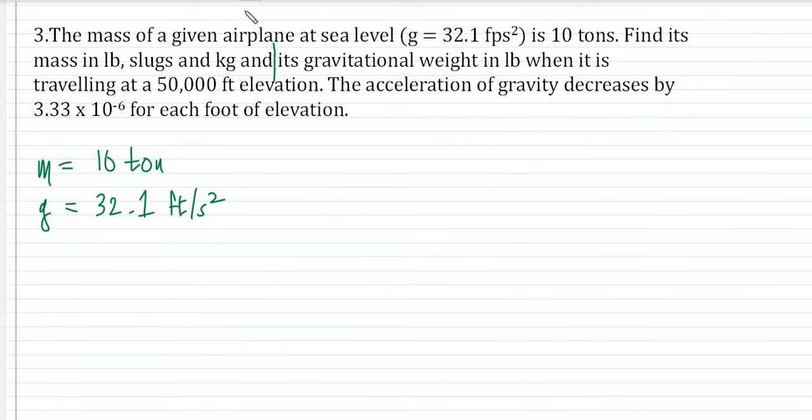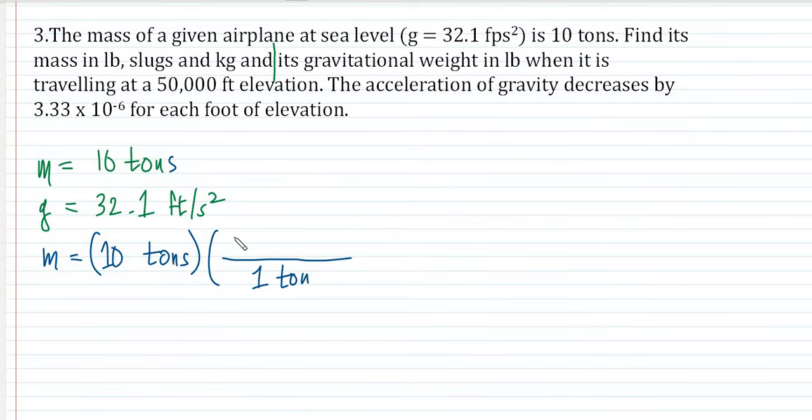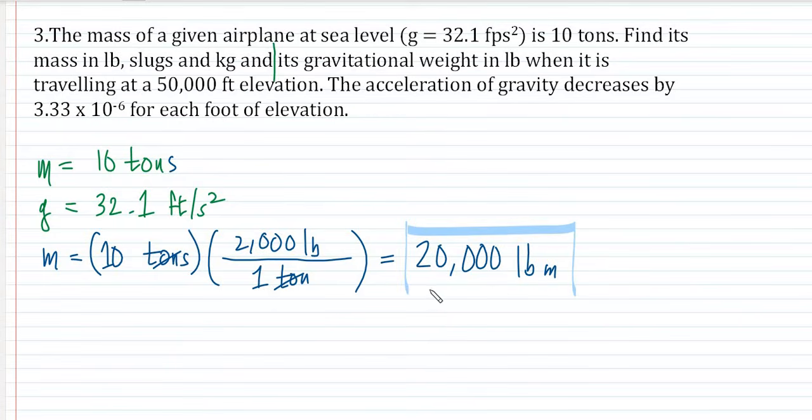Since this is already the mass, 10 tons, we simply have to convert tons to pound mass. And 1 ton is equal to 2,000 pounds. So that's very easy. You cancel ton, and 2,000 times 10 is simply 20,000. So 20,000 pound mass. So that is the mass in pounds.